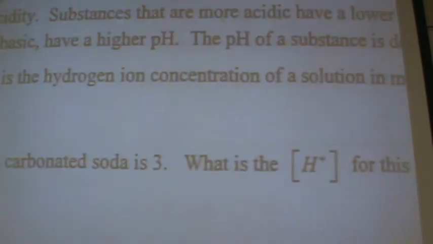Okay, so for homework, I want you to finish 15. Try to do this story problem and do the back. It's not hard. There's only 11 problems.